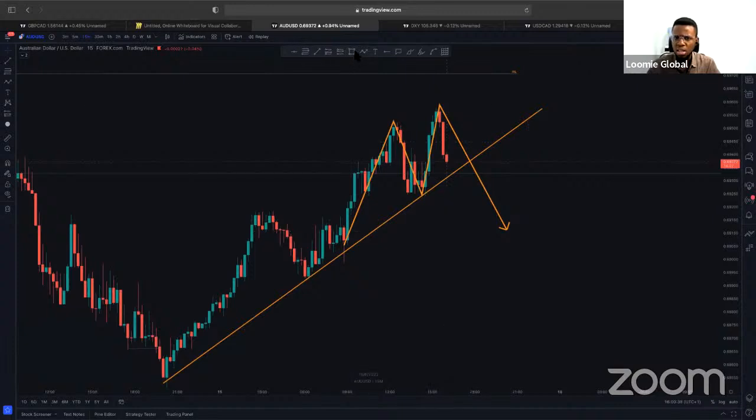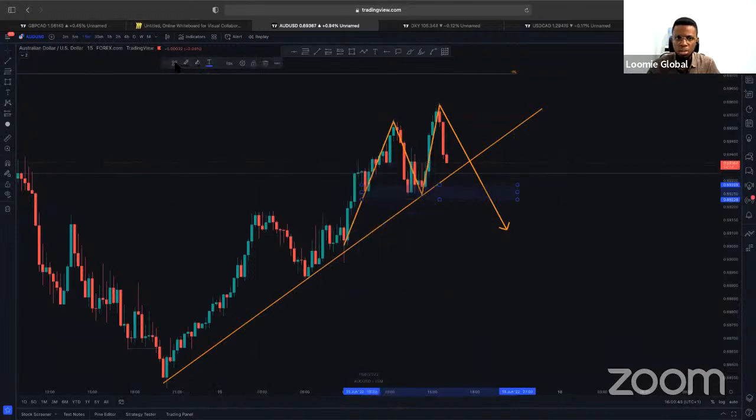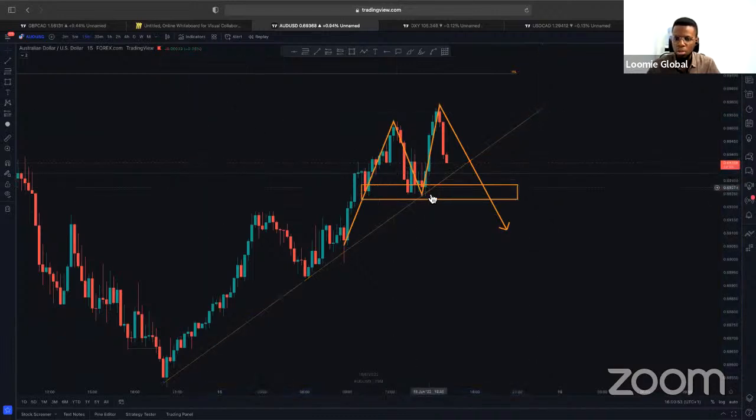But then you realize that we have this region right here that is forming our neckline. So we have that region right here where we have this rectangular listing. So let me just make our trend line a bit faint, right? So this area right here, this orange rectangle is forming our neckline. Price is approaching it. So we are seeing confluences. Number one confluence is that we have a trend line.